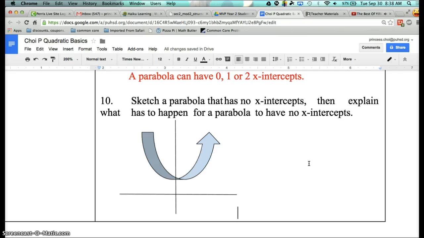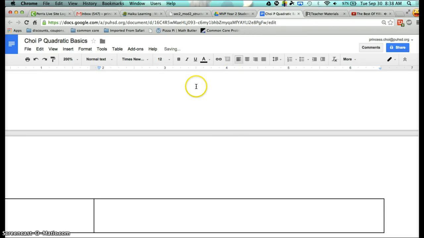It says sketch a parabola that has no x-intercept, and we know this. How did we know this? Because the graph is not touching the x-line at all. Okay? And then explain what has to happen for a parabola to have no x-intercept. So what are you going to write for your answer? Let's change the color into red. And you just gotta say what?